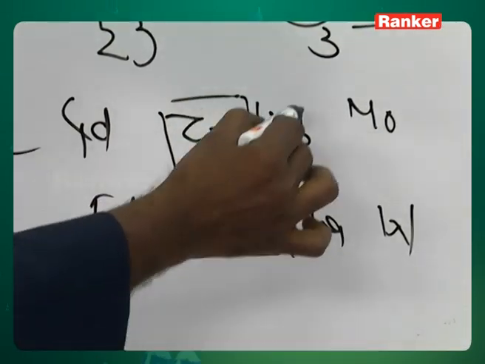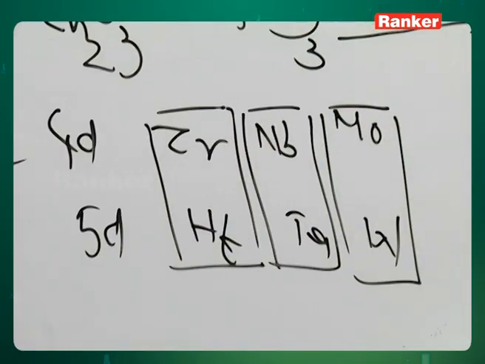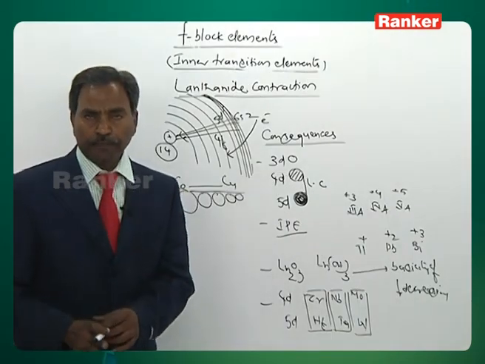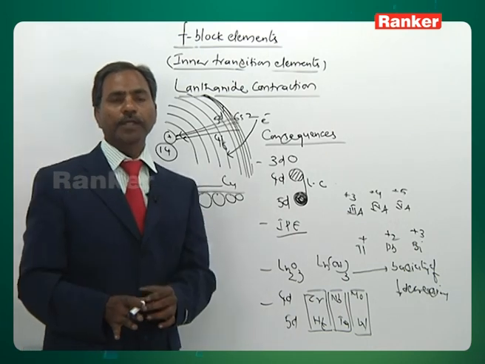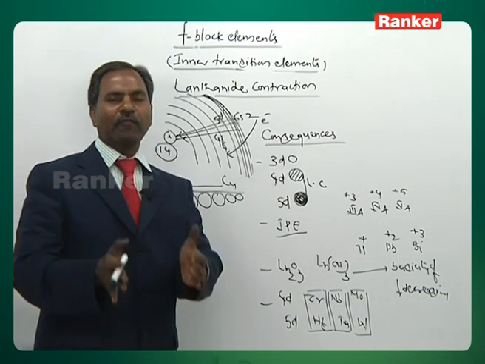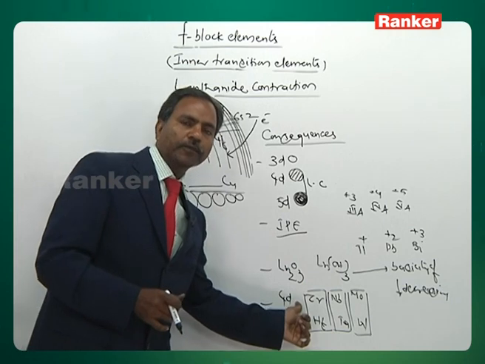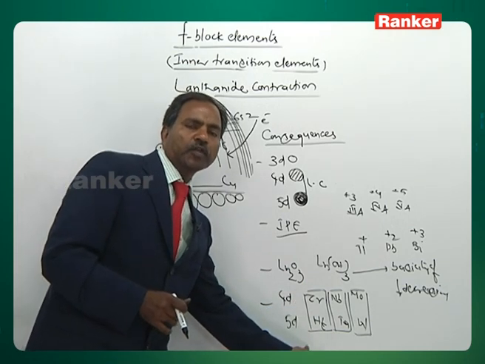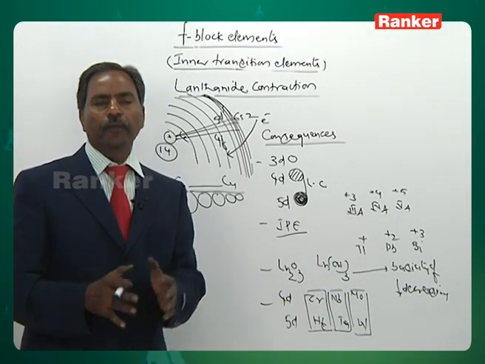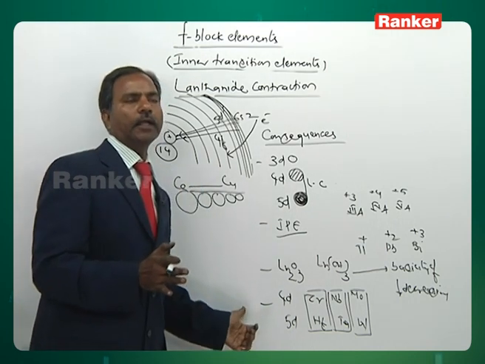Once atomic size is more or less the same, what we can conclude is that most of the 4d and 5d elements show similarities in their properties. One more thing is important: most of the 4d and 5d elements are available in the same mineral. What do you understand by this? Wherever zirconium is there, there will be hafnium. Wherever hafnium is there, there will be zirconium. Zirconium and hafnium have more or less identical sizes, and their properties are the same. This is due to the lanthanide contraction effect.